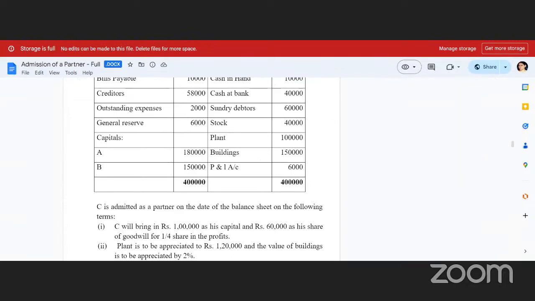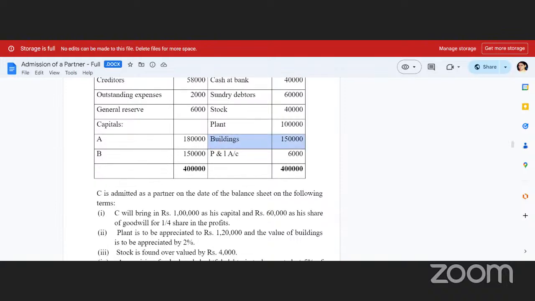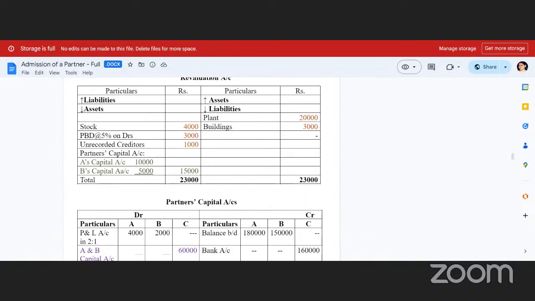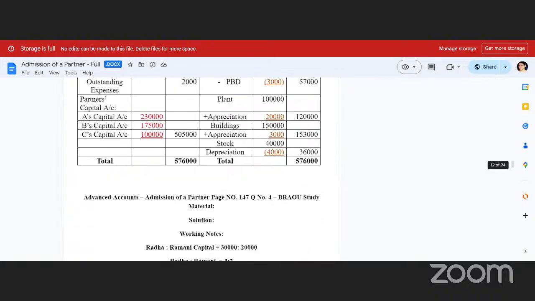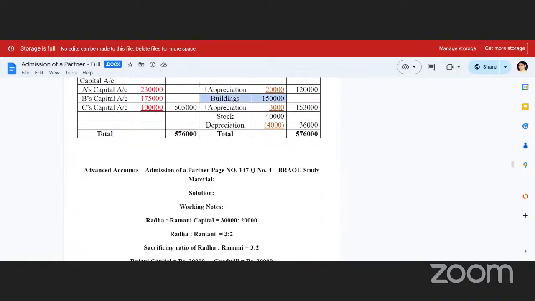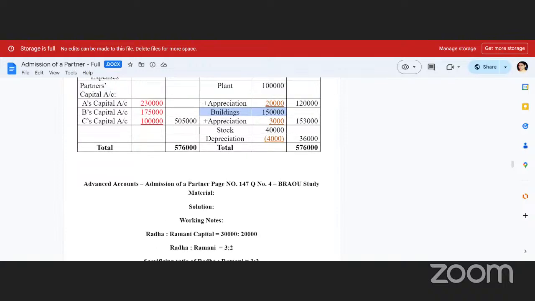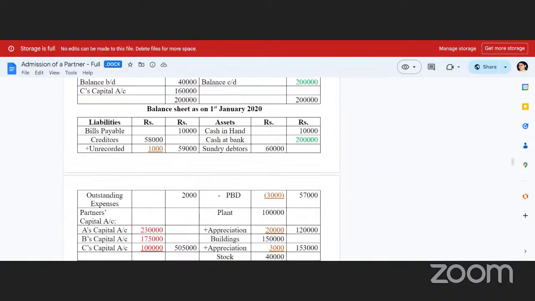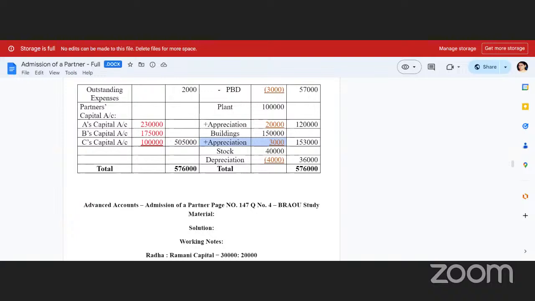Similarly, in the question balance sheet, buildings are 1 lakh 50. Can we take buildings directly as 1 lakh 50? No, appreciation is there. In the revaluation account, buildings were on the debit side, that means increase of asset. So when you are taking buildings in the new balance sheet, first take the question balance sheet value of buildings, then the revaluation amount of buildings. In the revaluation account, buildings are on the credit side, so we add the amount of revaluation, and the total amount will show here.